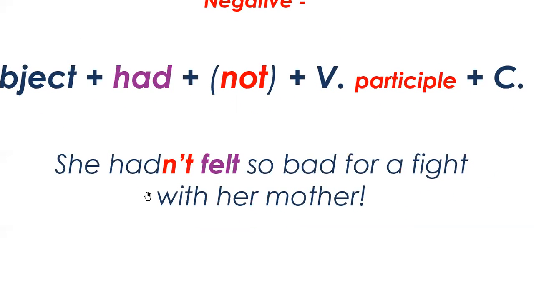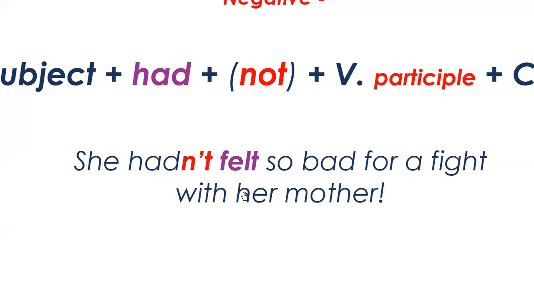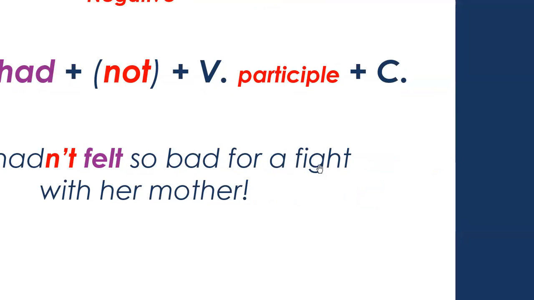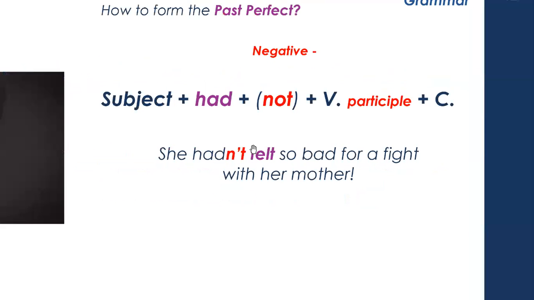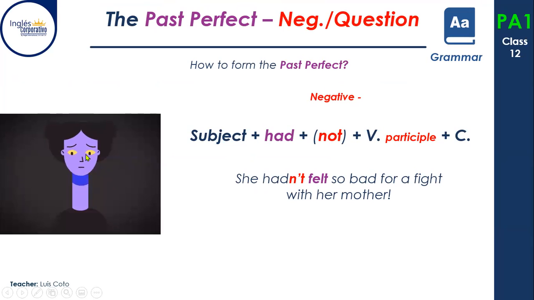Good, good. Carla, can you read this first sentence on the screen? She hadn't felt so bad for a night with her mother. For a night? No, it's not night. It is fight. It is a discussion, a fight. Okay, check. The picture is representing the sentence. Can you read the sentence, please, Jorge? She hadn't felt so bad for the fight with her mother. That's it. Okay, she hadn't felt so bad for a fight with her mother.